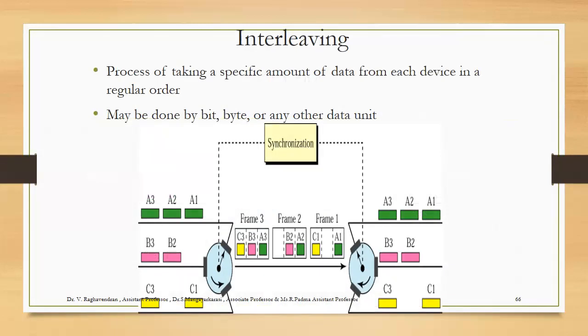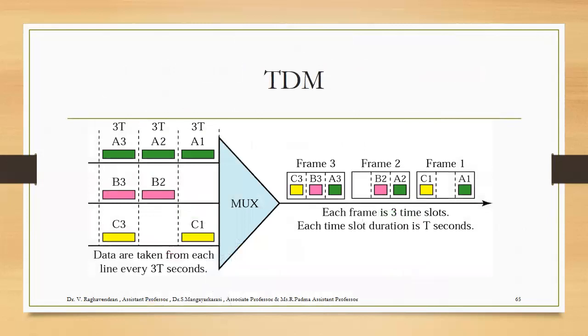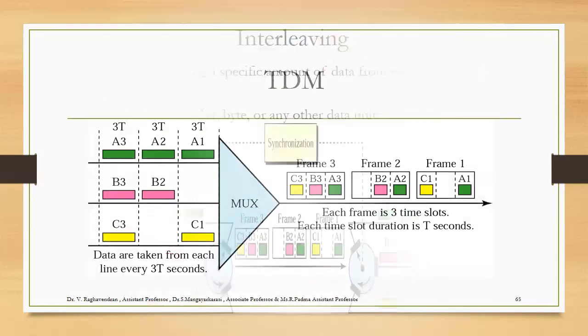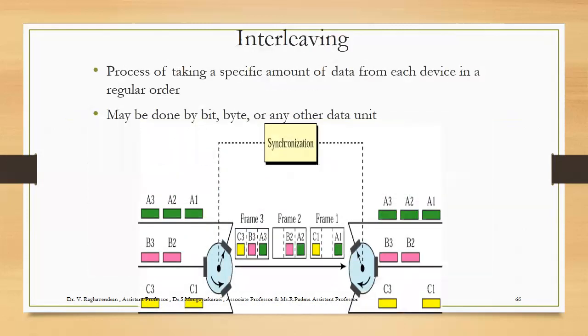So here I am using the synchronization concept. The previous example is followed here. 3T time intervals: A1, A2, A3, B1 is not there, B2, B3, C1, C3. So during synchronization, first the frames are generated. First A1, A2 is not there, C1. In frame 2, A2, B2 is available, C2 is not there. In frame 3, A3, B3 and C3 are available. This is for synchronization. It is transmitted to the receiver end.